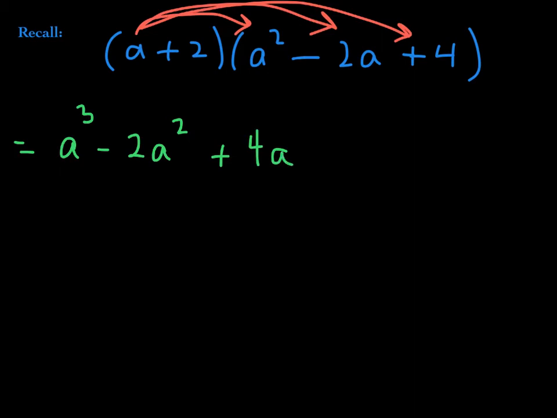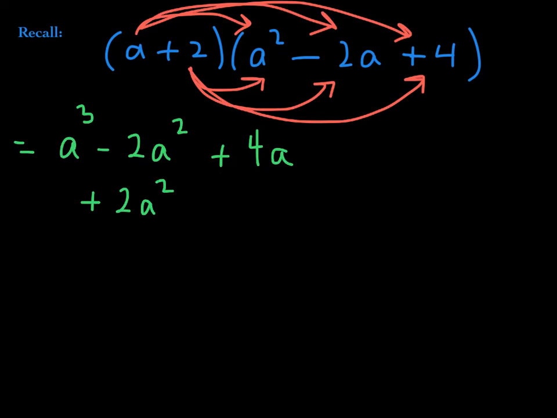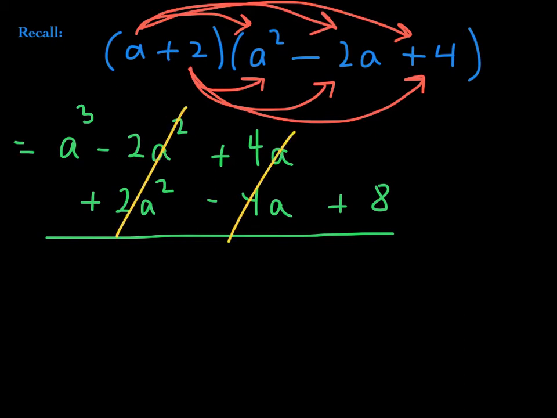Next, I will distribute the 2. So 2 times a squared, 2 times negative 2a, and 2 times 4. So 2 times a squared is positive 2a squared. I'm going to go ahead and stack up the like terms. 2 times negative 2a is negative 4a, and 2 times 4 is 8. All right, and I will consider now combining like terms. These cancel and those cancel, leaving you with, watch this, a cubed plus 8.